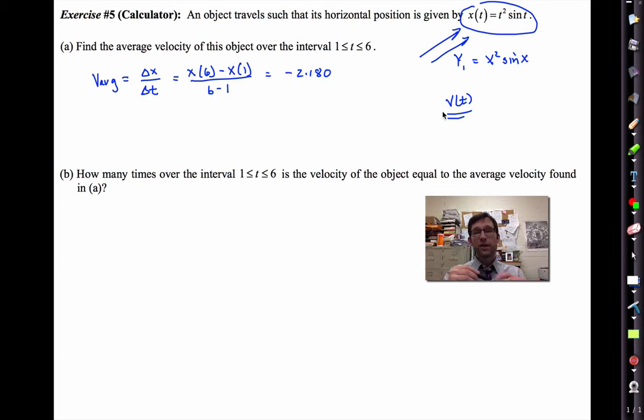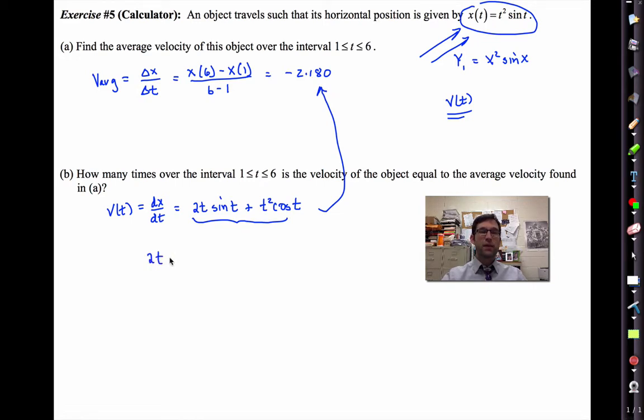All right? Pause the video now and see if you can figure out how to do this. Keep in mind that you have your calculator. All right, so real quick, what we're going to do is find the velocity function by finding dx/dt, or x prime of t, however you'd like to think about it. For that, we have to use the product rule. Derivative of t squared is 2t times the sine of t plus t squared times cosine t. Now the question really is, how many times is this equal to this? The mean value theorem tells us it's going to happen at least once on the interval 1 to 6.